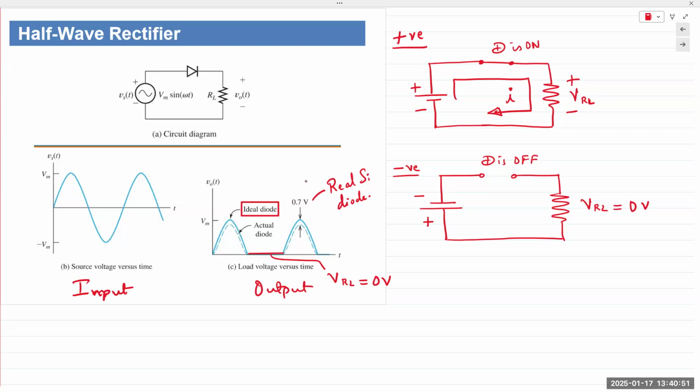Make sense? Right. So there are many limitations, of course, and those are corrected with the implementation of a full wave rectifier.